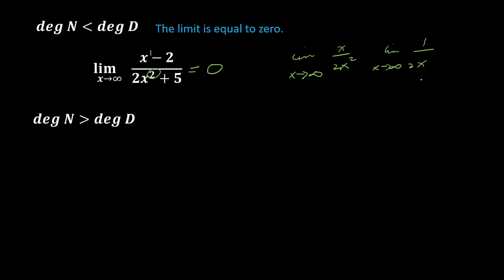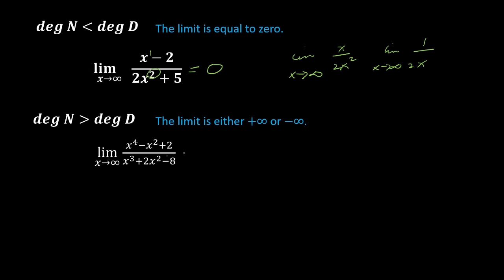Next, if the degree of the numerator is greater than the degree of the denominator, the limit is either positive infinity or negative infinity. So, let's say we have this function. In the numerator, x raised to 4 would be the highest degree, and in the denominator, we have x cubed. So, giving us the limit of x raised to 4 over x cubed as x approaches infinity. Simplifying, x raised to 4 over x cubed would be x. And evaluating the limit of x as x approaches infinity, this would be positive infinity, if we substitute infinity to the variable x.